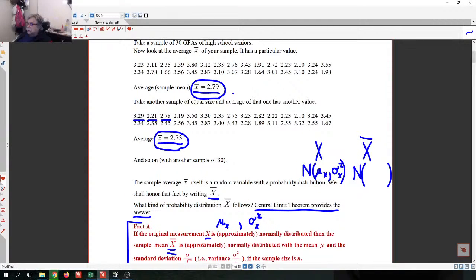If you average from student to student in the population, the mean GPA is 2.75. Now, if you take a class of 30, you get an average of 2.79. A class of 30, you get an average of 2.73. And on you go, another class of 30, another class of 30, and so on.